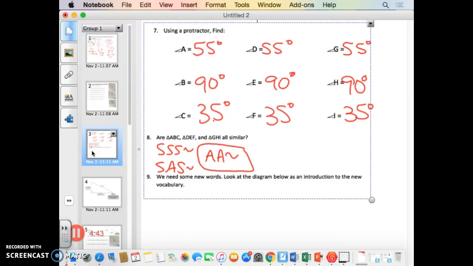If I use side, side, side, or side, angle, side, I would have to set up a proportion for each one. So the easiest one for me is just to use AA. Okay, so now we've got to build some new vocabulary words.